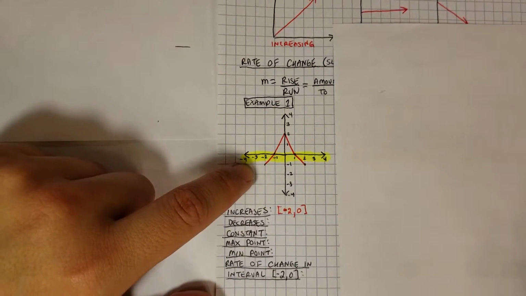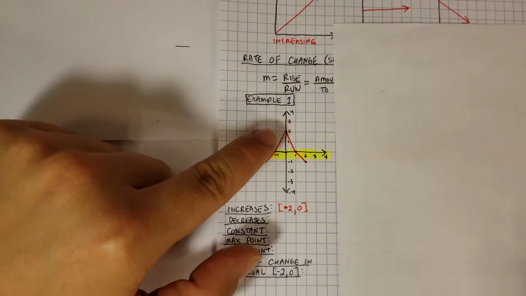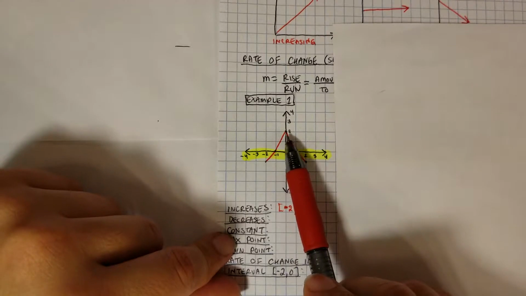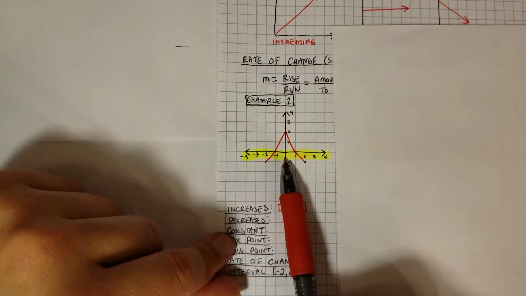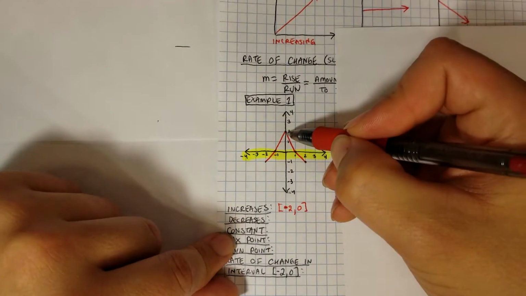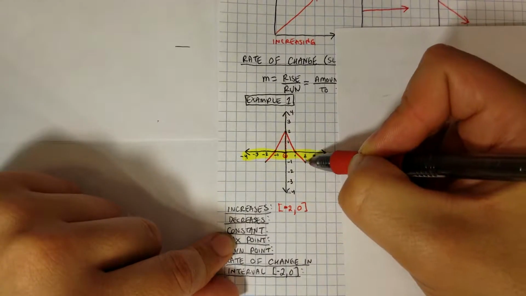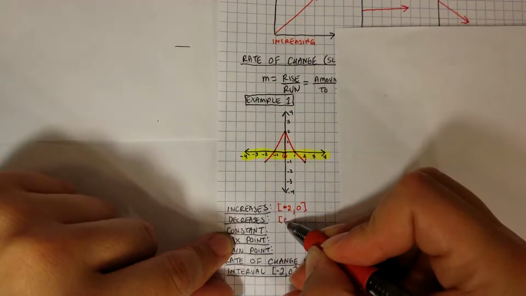That being said, there could be the possibility of it going up more than once. In this case, it doesn't go up besides at the beginning, so we're good. Decreases: where does it go down? If you look at the graph, this is the highest point, and then it starts going down. Again, we're looking at the domain, so only the x's. It starts at 0, and then it stops going down at x equals 2. So we're going to say that it decreases from 0 to 2.